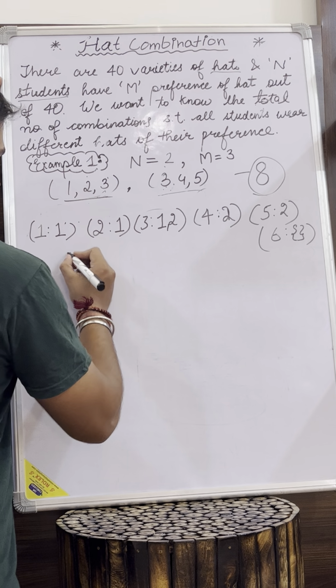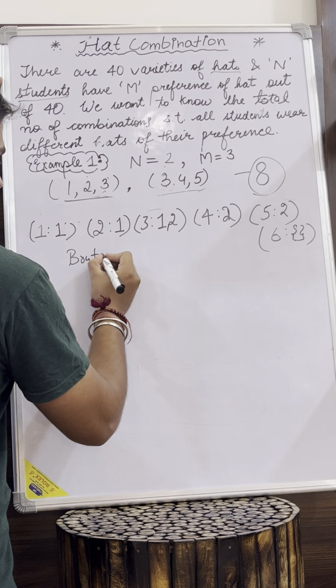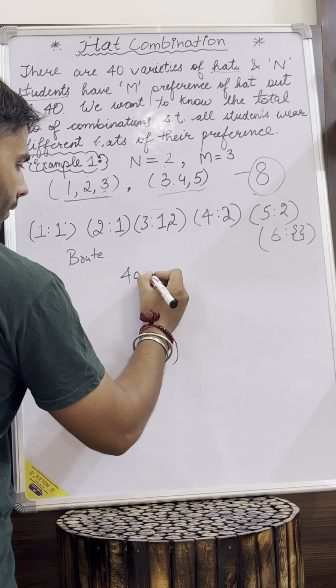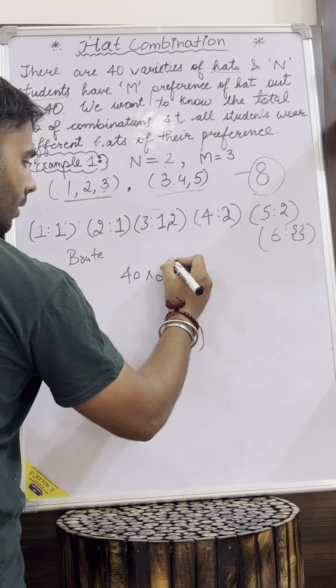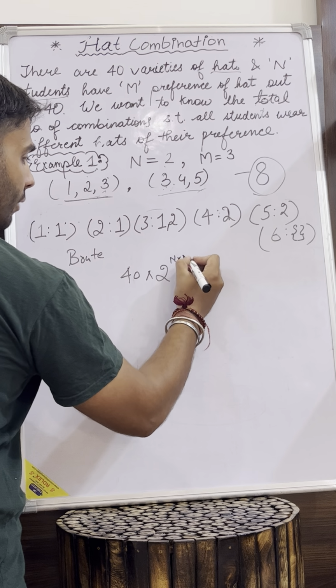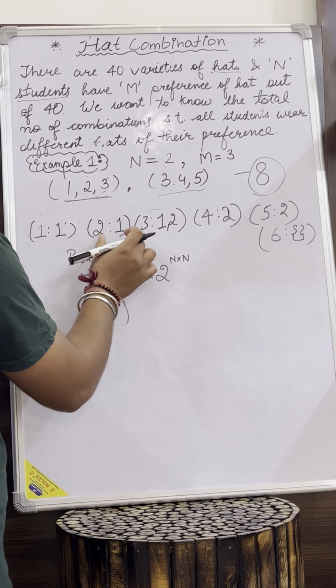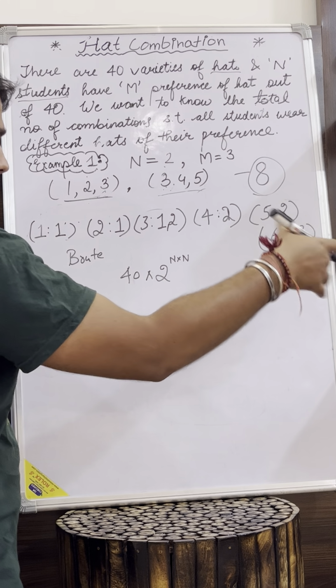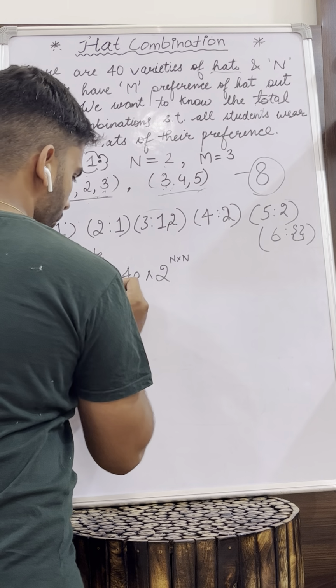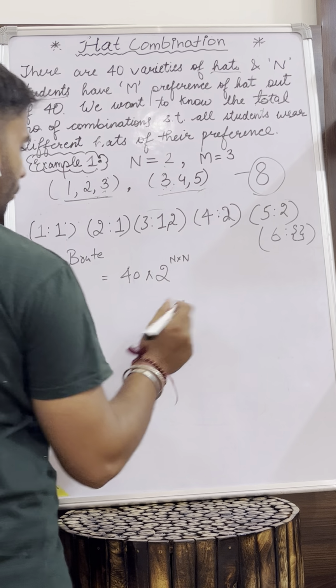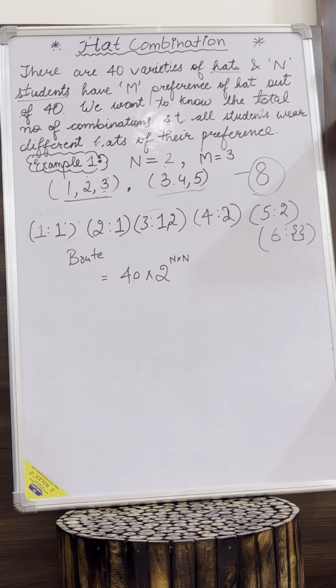So the complexity for the brute force method is 40 into 2 raised to power n into n. Why n into n? Because for every possible priority list, every possible hat, we are checking all the possible combinations with the others, right? So the complexity is 40 into 2 raised to power n into n, right? So how can we optimize this?